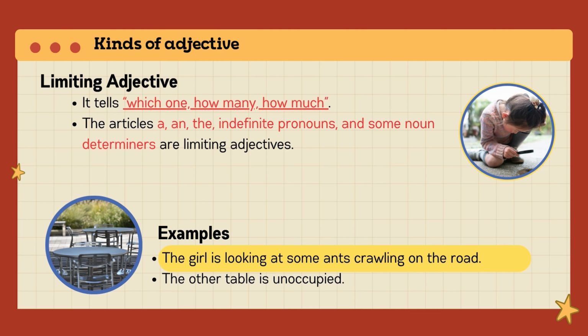First example. The girl is looking at some ants crawling on the road. The limiting adjective here is some. It limits the noun ants by specifying that the girl is looking at a certain but unspecified quantity or group of ants. Next, the other table is unoccupied. The limiting adjective here is other, since it did not specify the exact location of the table.